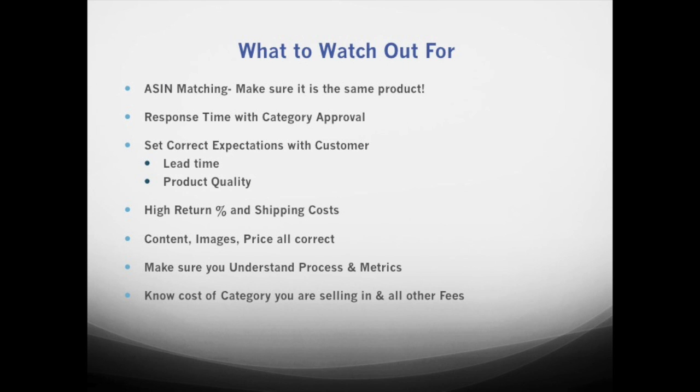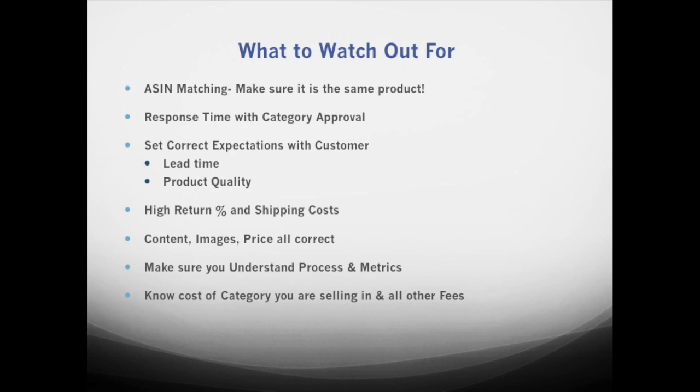To conclude, here's a few more things to watch out for. If you are selling existing products that are already listed on Amazon, just double check and make sure that those are the products that you want to sell. You might think so, but the cost or the model or anything could be different, and that could be a huge headache for you. Make sure that you're responding quickly when applying for a category. There is a set time. Also, just set correct expectations with lead time, product quality, and everything with your customers.